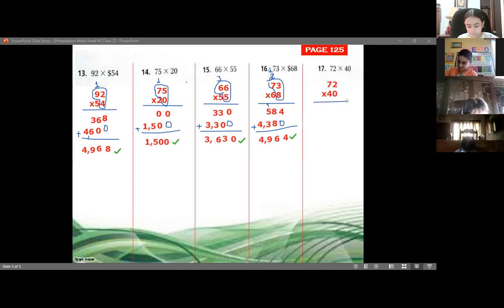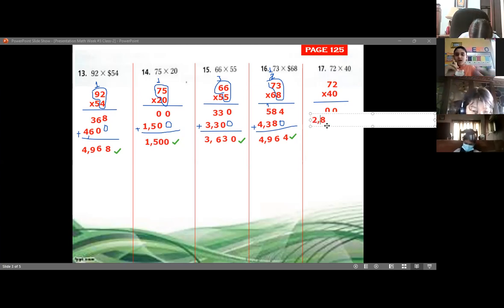We multiply that 0 first. We multiply 0 times 72. What is the answer of 0 times 2? 0, and 0 times 7 is again 0, so we have zeros. Now we add another 0, and we multiply 4 times 2 now. 4 times 2, 8, and 4 times 7, 28. That's right.